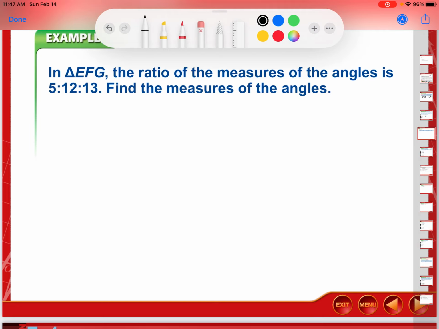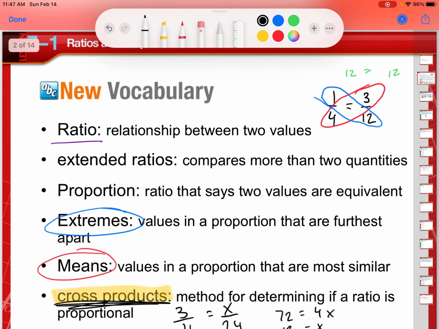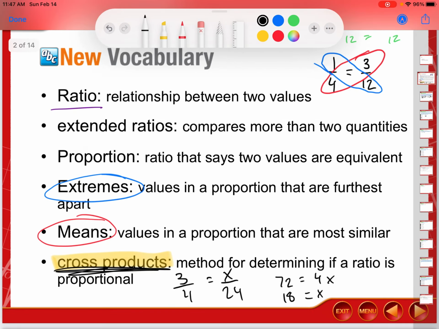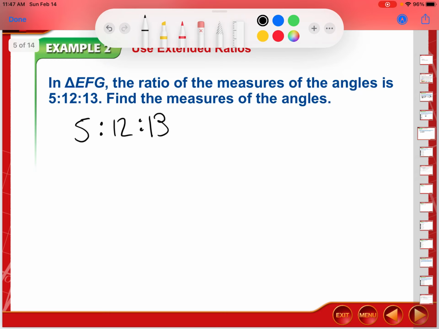In triangle EFG, the ratio of the measures of the angles is 5, 12 to 13. So we have a ratio of 3 things. This would be an extended ratio. Find the measures of the angles. So we have to employ a couple different things here. First of all, we know triangles have 180 degrees for the sum of their interior angles. And then we have all these individual ratios.